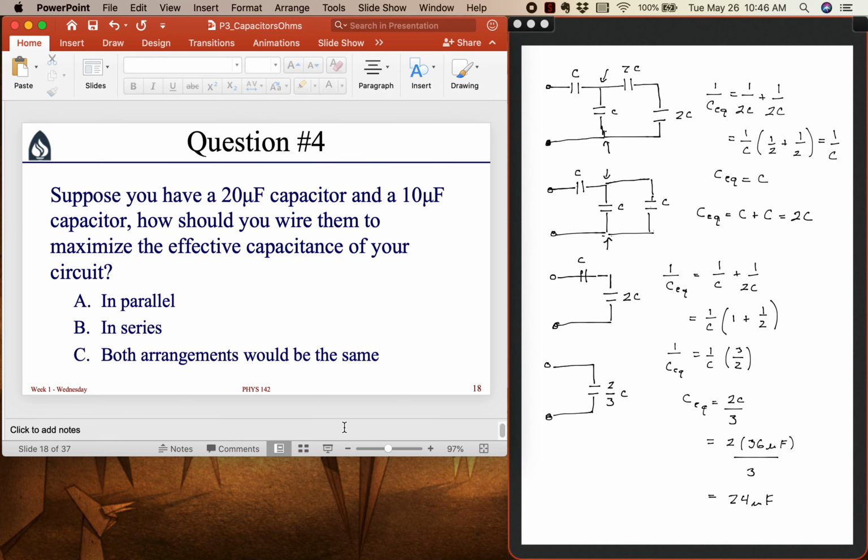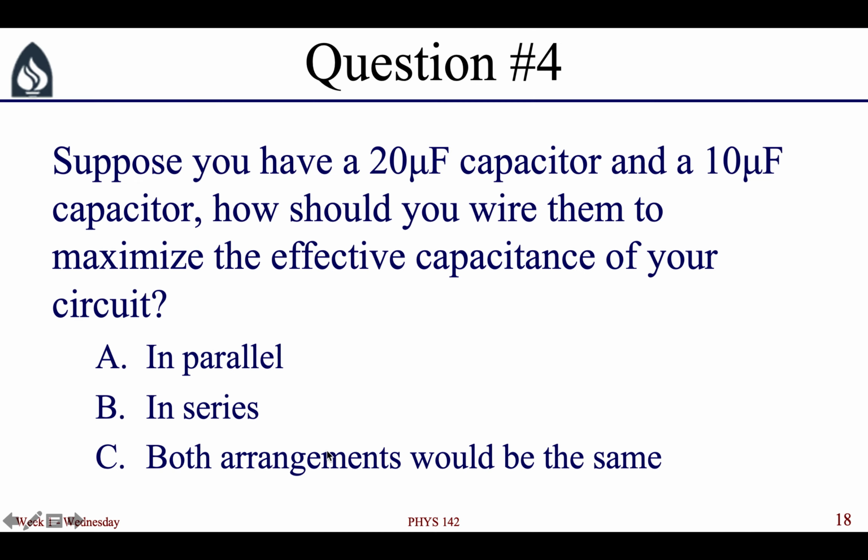So next let's look at this question. Let's suppose you have a 20 microfarad capacitor and a 10 microfarad capacitor. How should you wire them to maximize the effective capacitance of your circuit? In parallel, in series, or would both arrangements give you the same value?